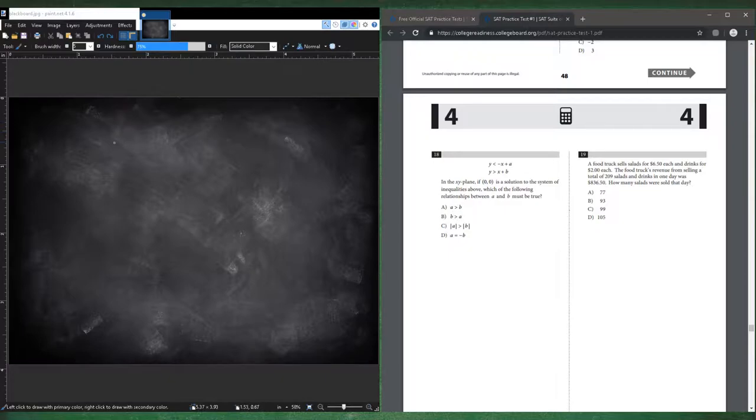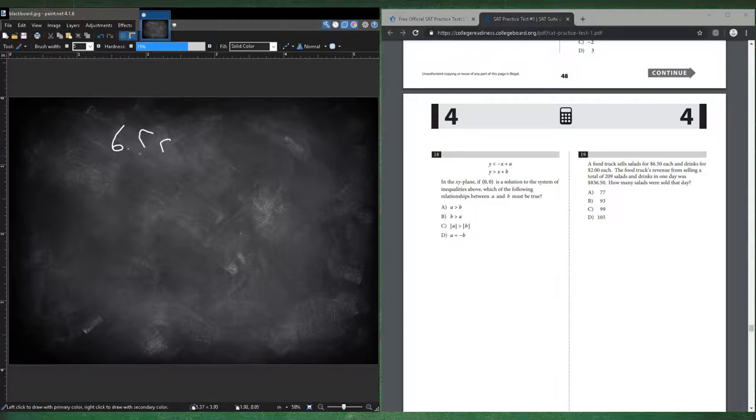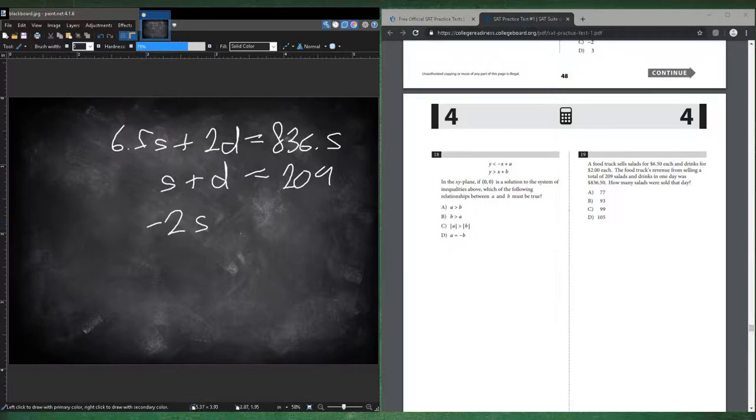We'll use S for salads, so the amount of money would be 6.5S, plus we'll use D for drinks, is equal to 836.5. And the number of salads and drinks sold is 209. So we'll multiply the second equation by negative 2, so that makes negative 2S minus 2D is equal to negative 14.